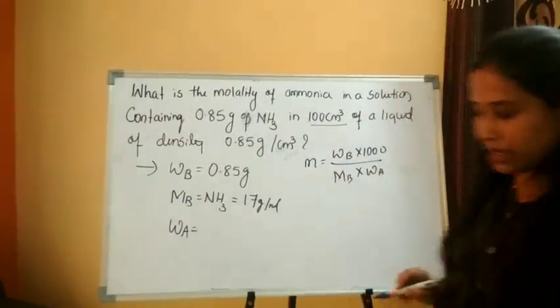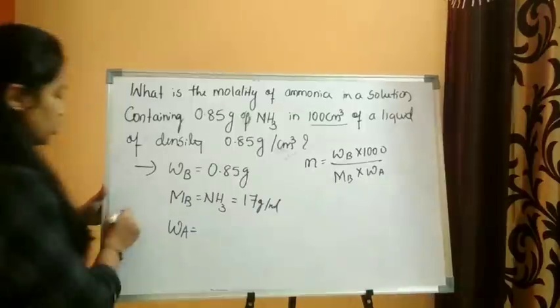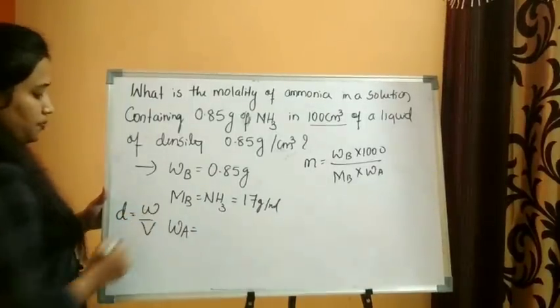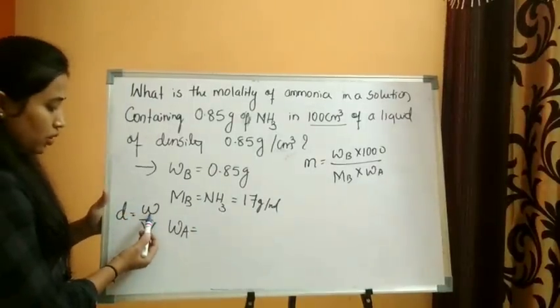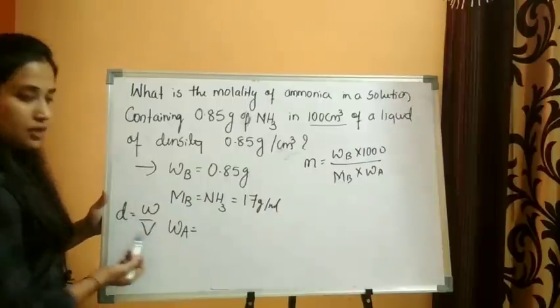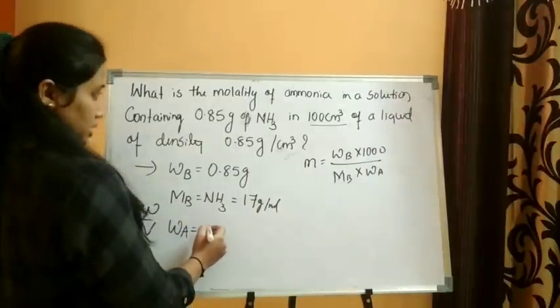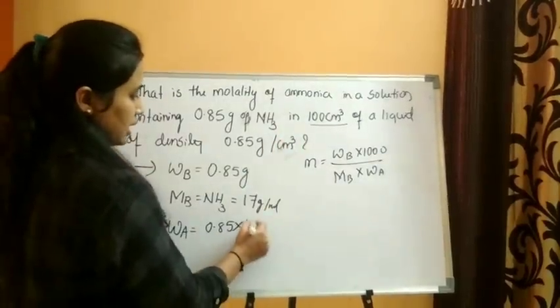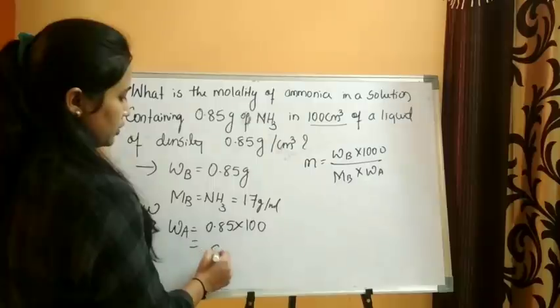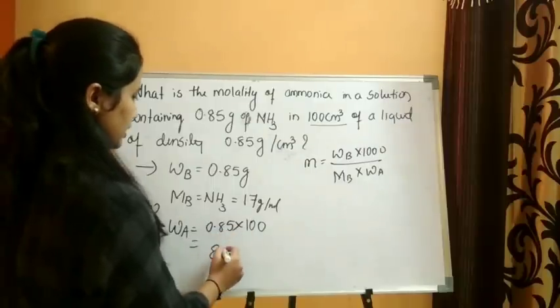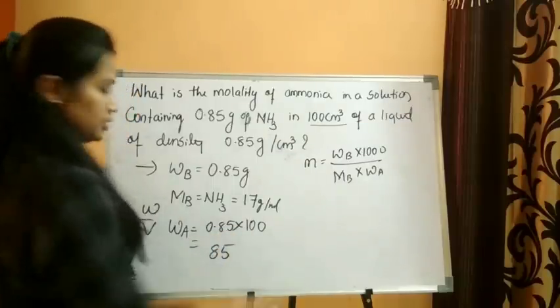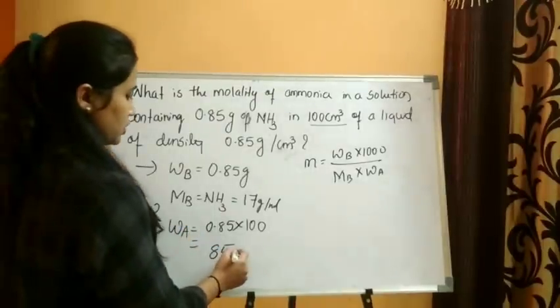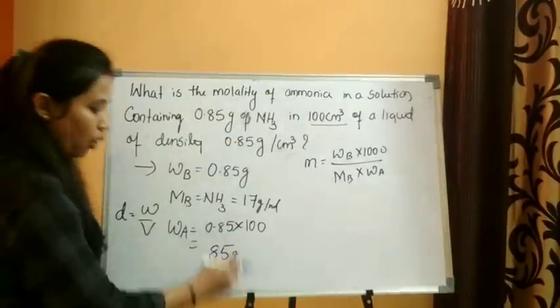We know how they are related. Density is equal to weight by volume. If you need to find out the weight, multiply density with the volume. What is the density over here, students? It is 0.85. What is the volume here? It is 100. When I multiply, I am going to get 85. Quite simple. The weight of the solvent is 85. Now I have got all the terms.